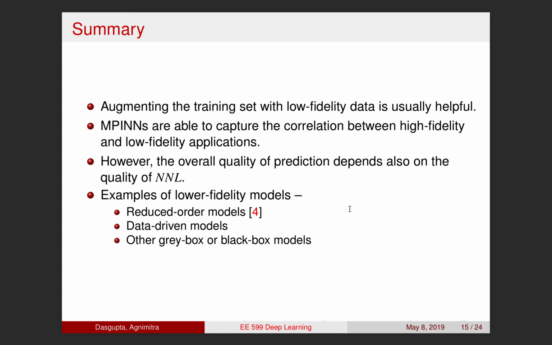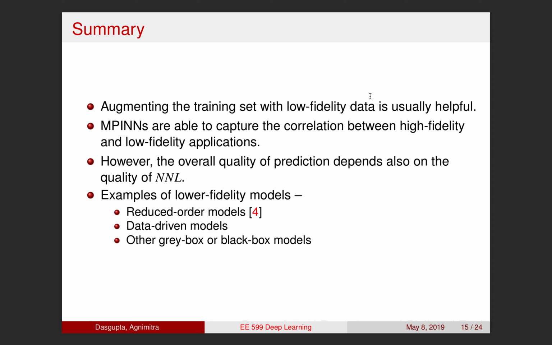So let's look at a summary. We can augment the training set for physics-informed neural networks with low fidelity data and train these multi-fidelity physics-informed neural networks, which can capture the correlation between high fidelity and low fidelity data. However, the overall quality of the prediction depends on the quality of the low fidelity neural network.